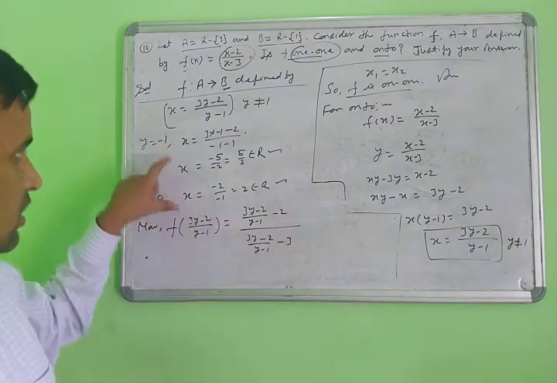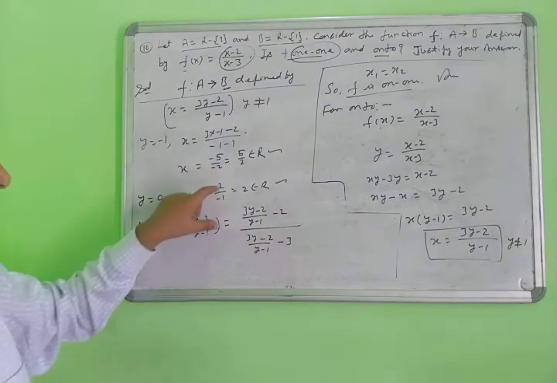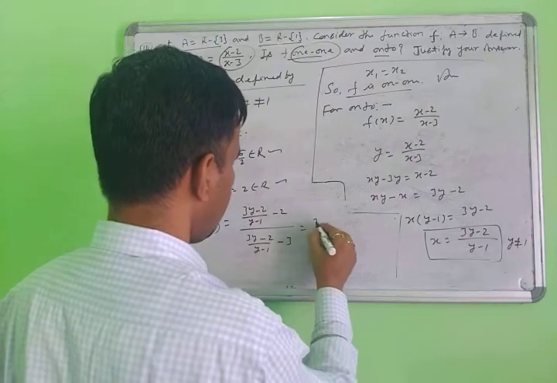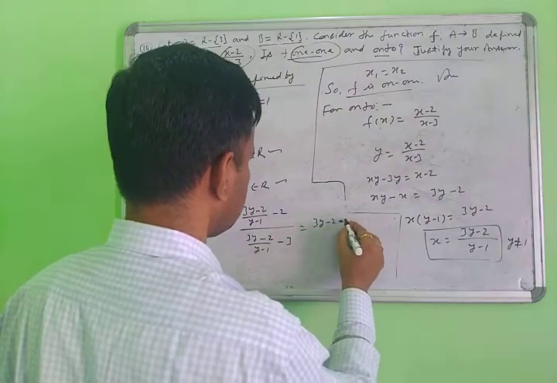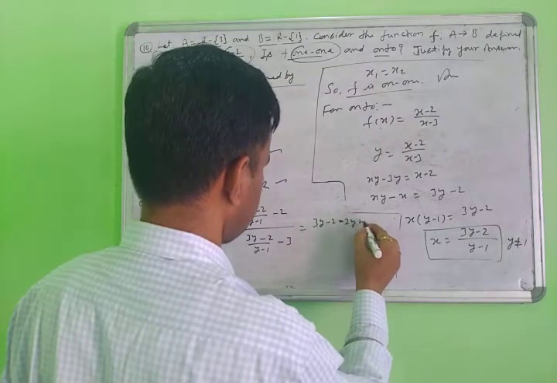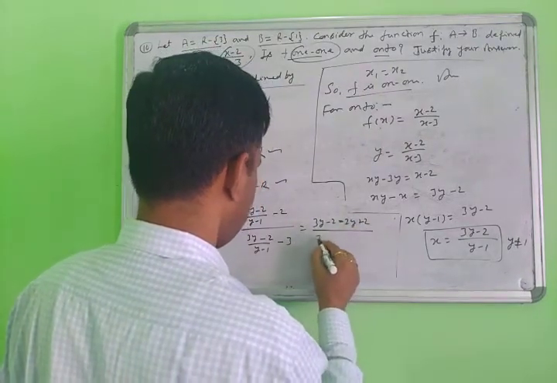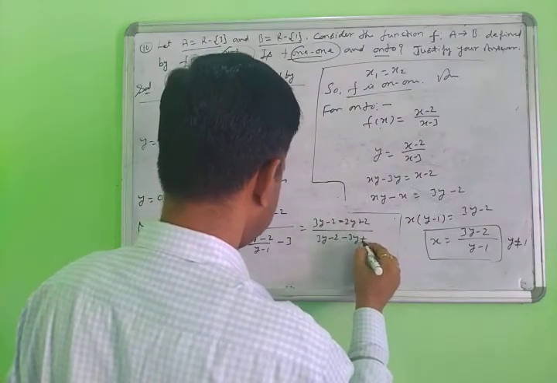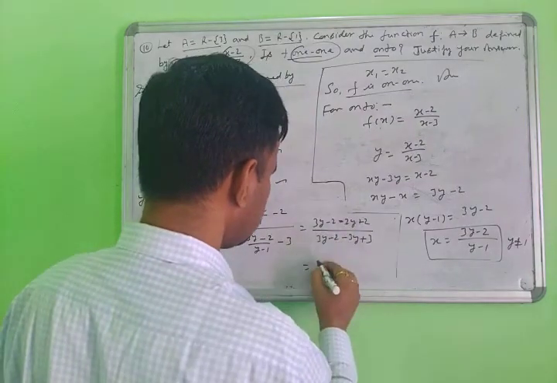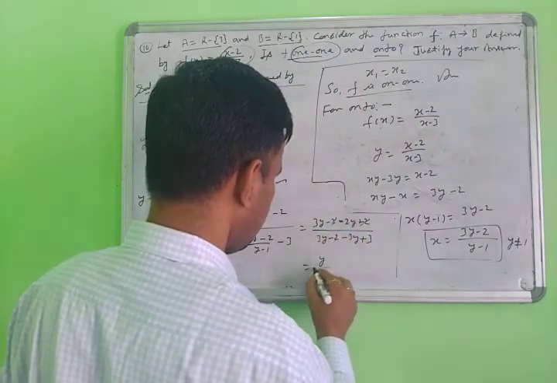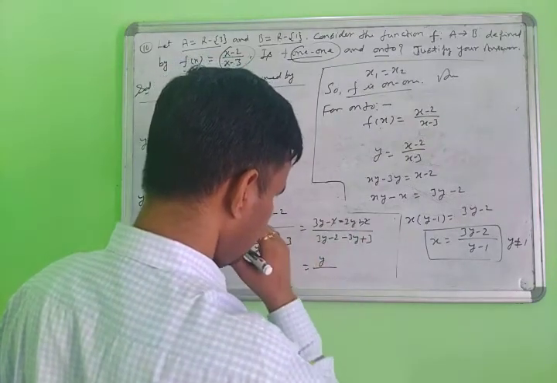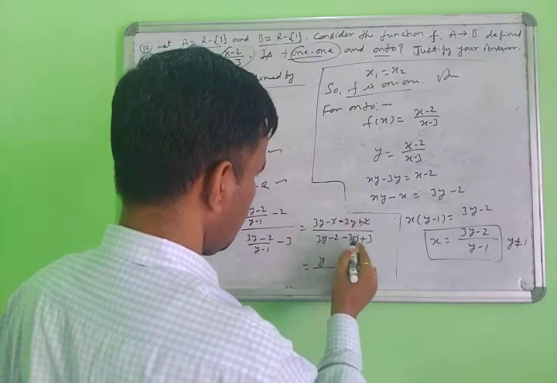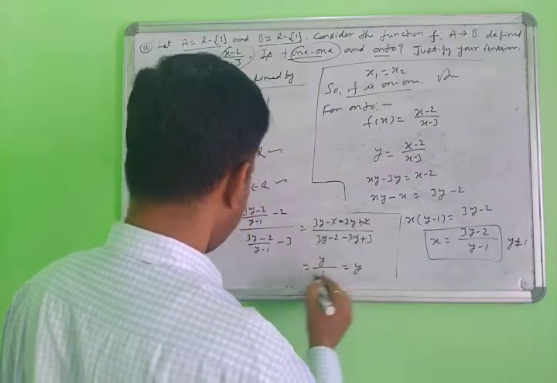Solve by any one method. You give a simple example, otherwise solve this way. Means use any one trick. So then what comes here? 3y minus 2 minus 2y plus 2 upon 3y minus 2 minus 3y plus 3. So what comes here? 3y and 2y is y, the 2 and plus 2 will be cancelled here, and 3y minus 3y are cancelled here, and 3 minus 2 is plus 1. So here comes y.